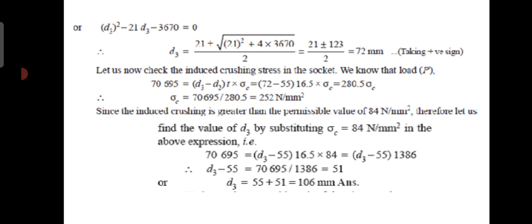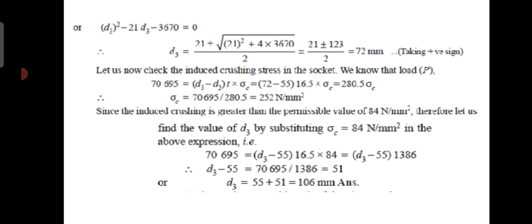Let us now check the induced crushing stress in the socket end. Capital P equal to D3 minus D2 into t into sigma C. D3 is 72, D2 is 55, and thickness we have already found is 16.5. From this we can find sigma C equal to 252 Newton per millimeter square.